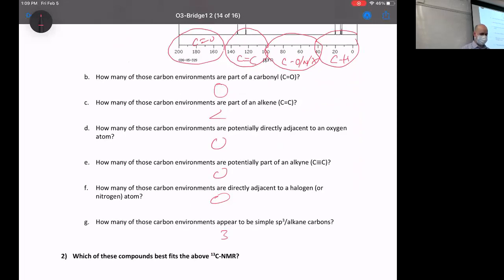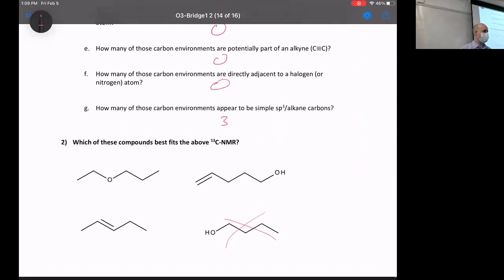So what we should be looking for is a molecule that has 2 carbons in an alkene and then just 3 carbons that aren't attached to anything, which hopefully makes this pretty simple. This would have carbons next to oxygen, and we don't have that, so it can't be this. This would have 2 different carbons right next to oxygen. We don't have that, so it can't be this. And so this is our answer. We've got 2 different carbon environments, both of which are in the alkene region. And then we have 3 that aren't, that are just kind of alkane.